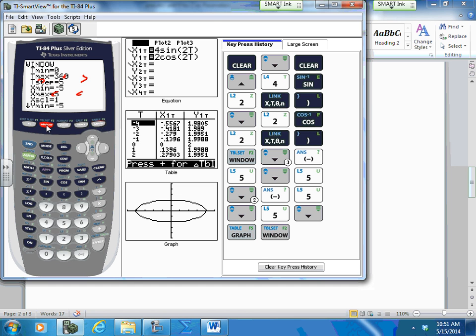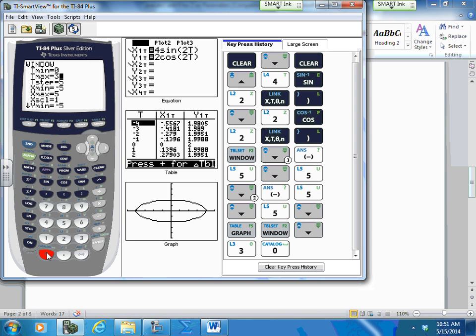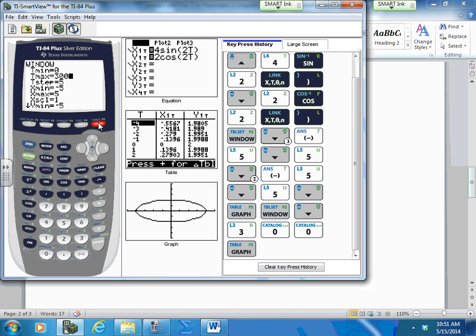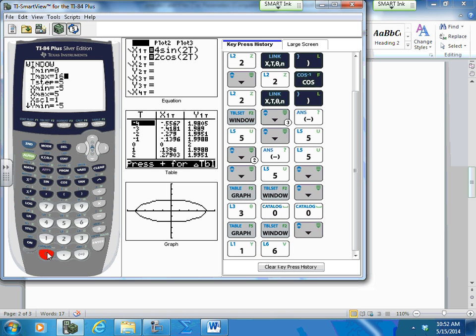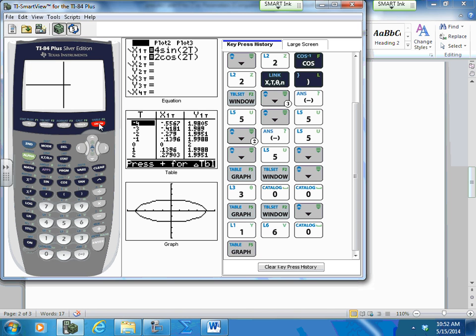Now watch something interesting. If I go to my window and I change my T-step, let's say I just go 300. When I graph this, look what happens. It must have a double cycle. It has a double cycle because it's a double angle. Let me change this, because of your T-step. You can change your T-step and make it a little bit higher. How do I make it stop moving? See, I stopped. How do you make it stop moving?